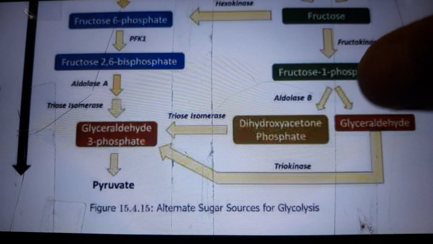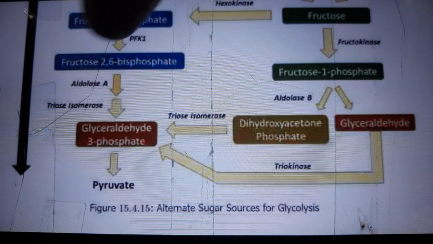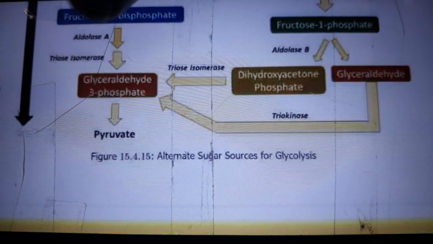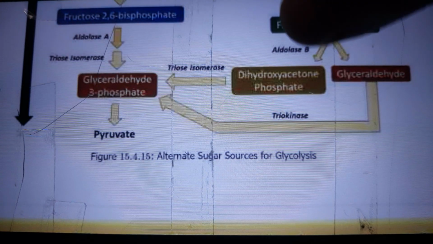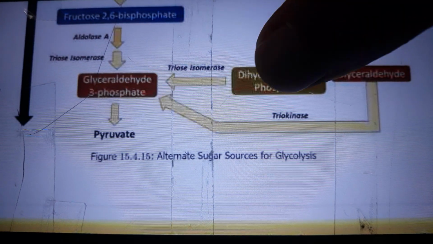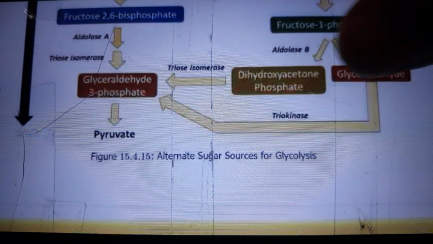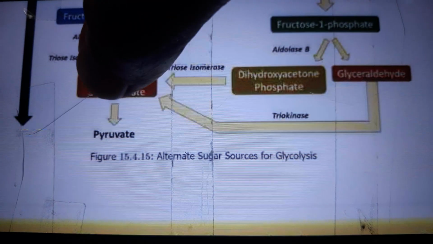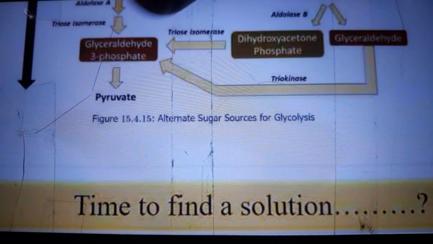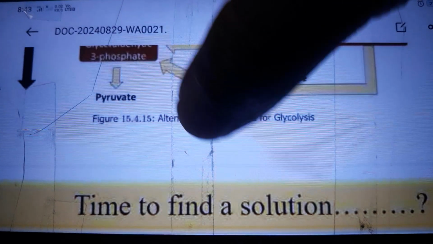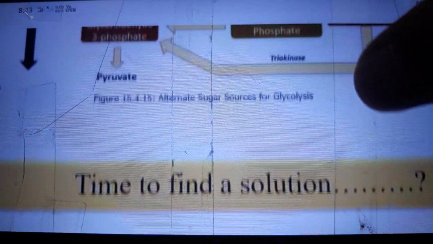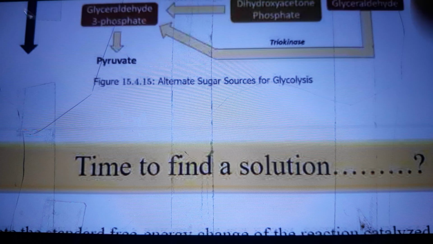In the presence of fructokinase, you get fructose 1-phosphate. In the presence of PFK1, you get fructose 2,6-bisphosphate. In the presence of aldolase and triose isomerase, you have glyceraldehyde 3-phosphate. In the presence of aldolase B, you have dihydroxyacetone phosphate and glyceraldehyde, which in the presence of triose isomerase gives glyceraldehyde 3-phosphate, which becomes pyruvate. And glyceraldehyde in the presence of triokinase gives glyceraldehyde 3-phosphate, which again gives pyruvate. So these are alternate sugar sources for glycolysis.